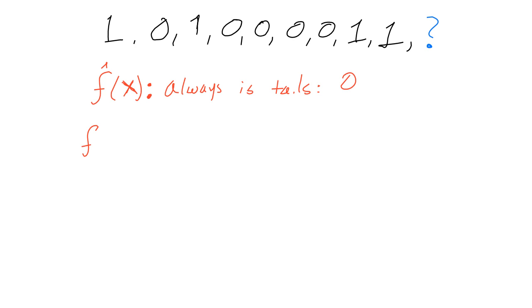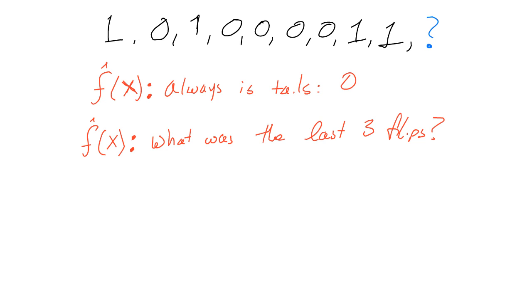I could also say, okay, a different predictor might be: what were the last 3 flips? What was the most common in the last flips? Pick the opposite. Does anybody else have any ideas about what a good estimator might be?